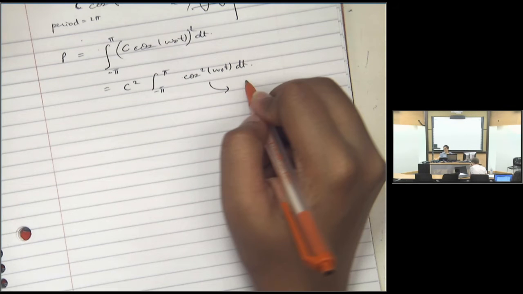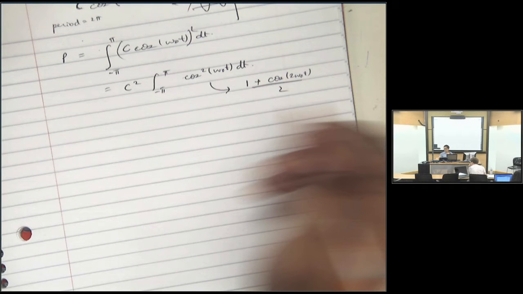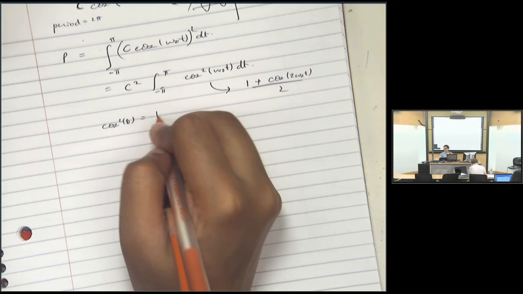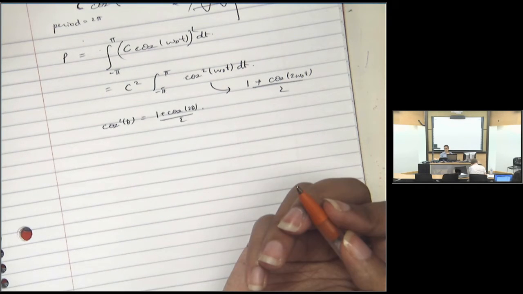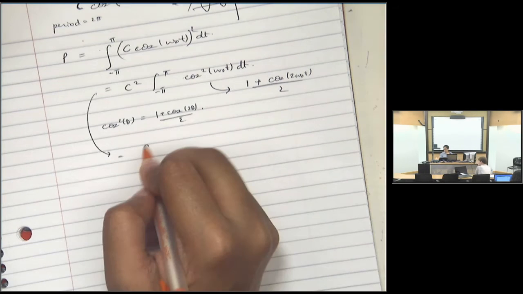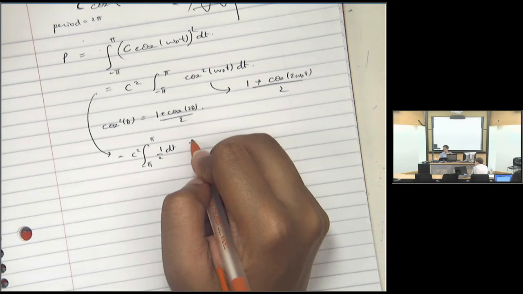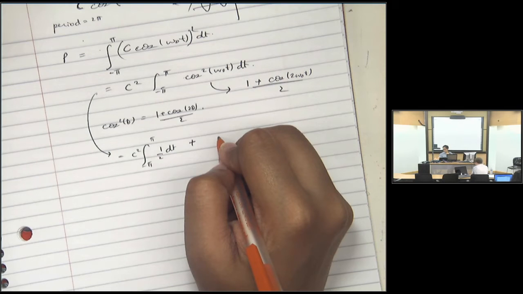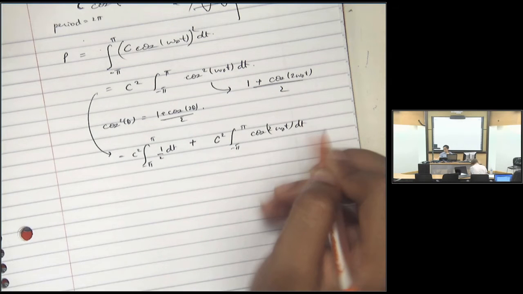Yeah. You're almost there. So it's (1 plus cosine 2 omega naught t) over 2. So cos square theta is equal to (1 plus cos 2 theta) over 2. Okay? So this thing becomes the integral from minus pi to pi of c square times 1 over 2 dt, plus c square integral from minus pi to pi of cos 2 omega naught t dt over 2.